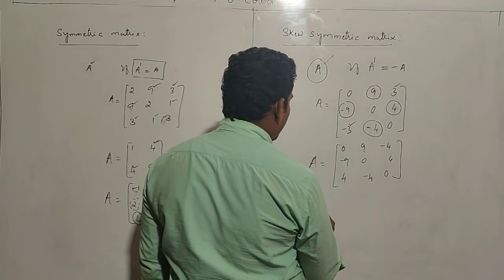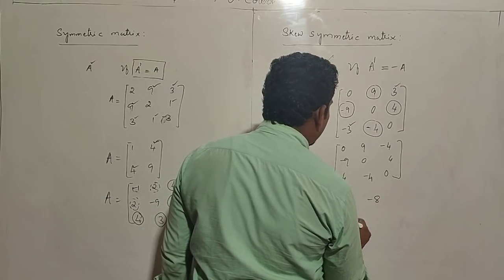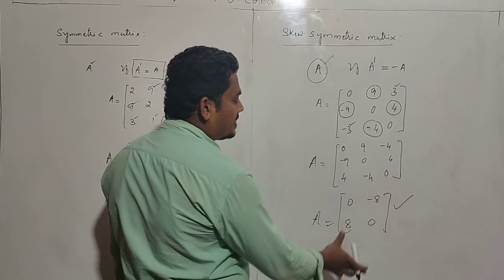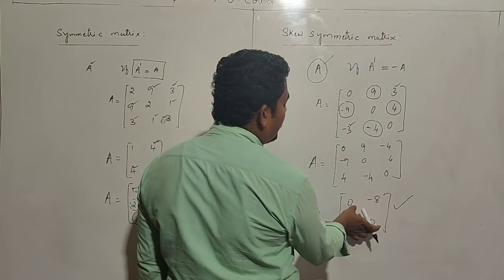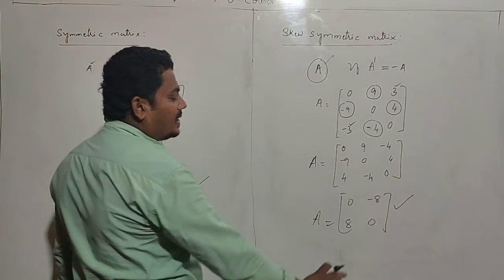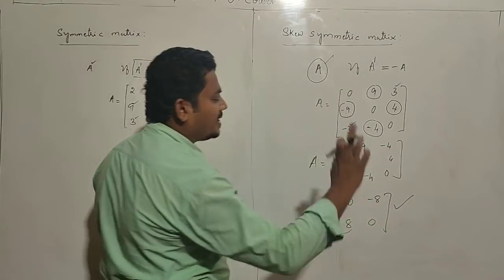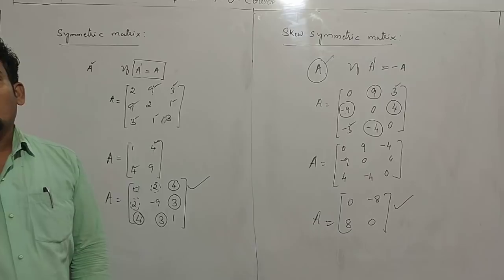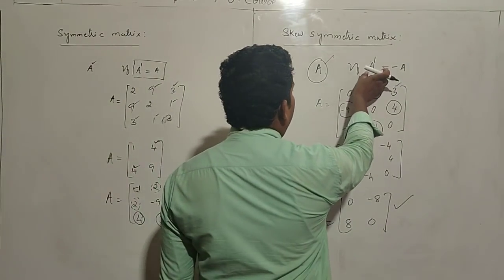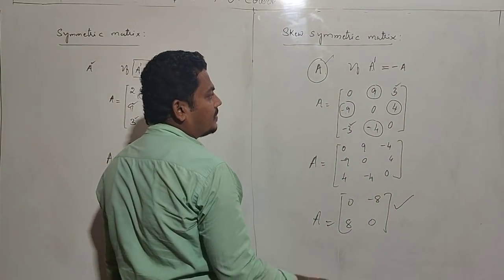I will write one more example. Matrix A equal to 0 minus 8, plus 8 0. Clearly it is also a skew symmetric matrix. All diagonal elements are equal to 0 and corresponding non-diagonal elements are equal with opposite sign. Then we conclude the given matrix is skew symmetric. No need to verify whether A transpose equal to minus A or not. Just look at the matrix, then conclude.